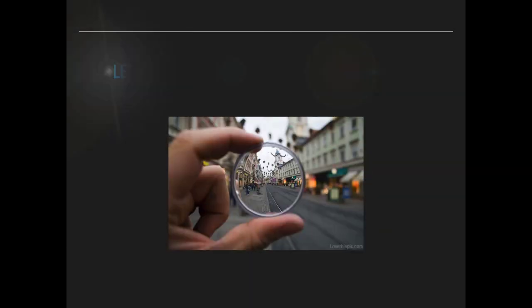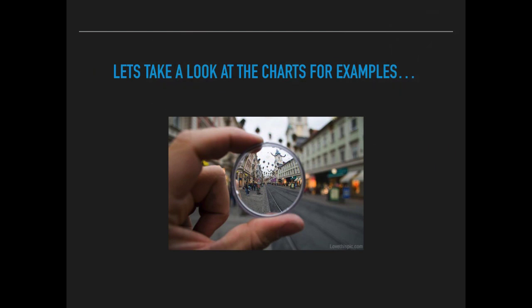So let's take a look at some chart examples to see what that looks like, and then you guys will have a better understanding of what I'm talking about.